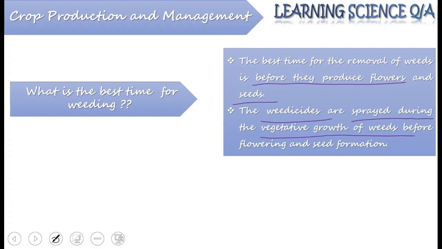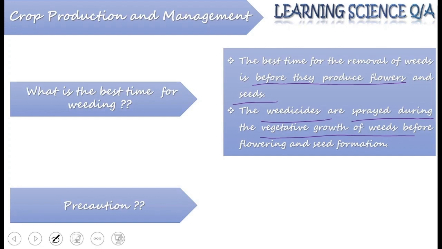Is there a specific reason? Yes. The reason being, if the flower is produced, flower being the main reproductive organ of any plant, and if the seeds are produced, then these flowers and these seeds may become a reason of again growing up of the weeds. Seeds, if they are already dropped in the soil, can again become a reason of growth of the weed. So it's better to remove weed before they produce any flower or seed.